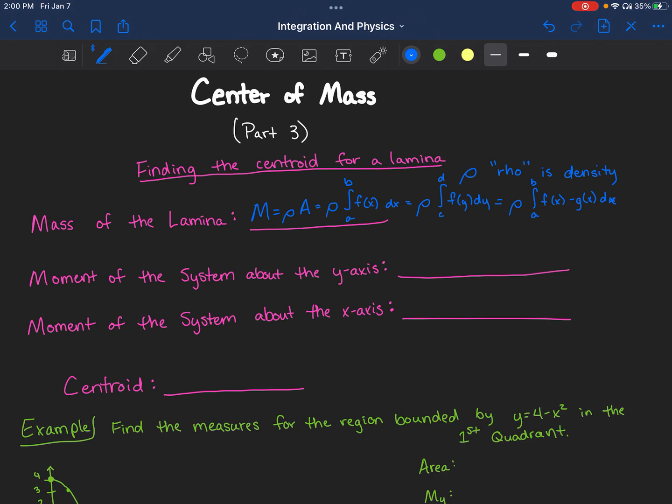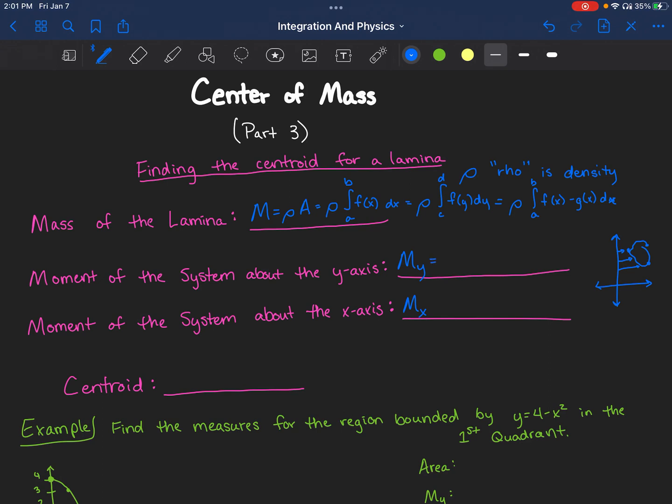The moment of the system about the y-axis, which is My, and the moment of the system about the x-axis, which is Mx. Now, when I talked about this before, we had individual points, which I'll just draw a couple of here. And what we did was we took the mass of those individual points, and for the moment of the system about the y-axis, we figured out how far away it was from the y-axis and multiplied it by its mass. Well, now I've got a region. And so what I need to do is again figure out how far away that is from the y-axis and then multiply it by its mass.